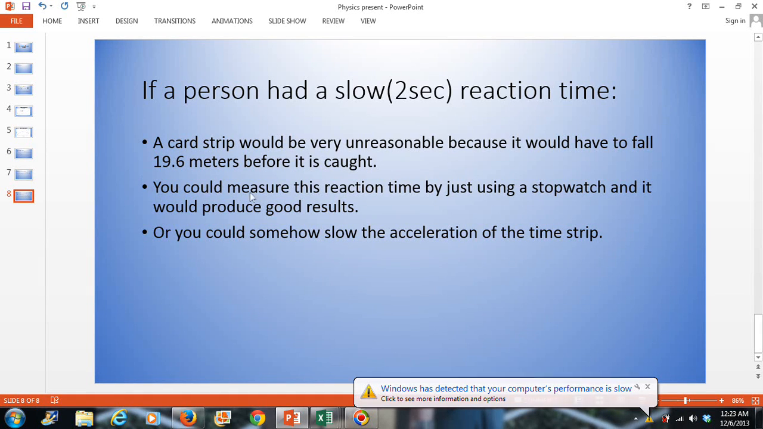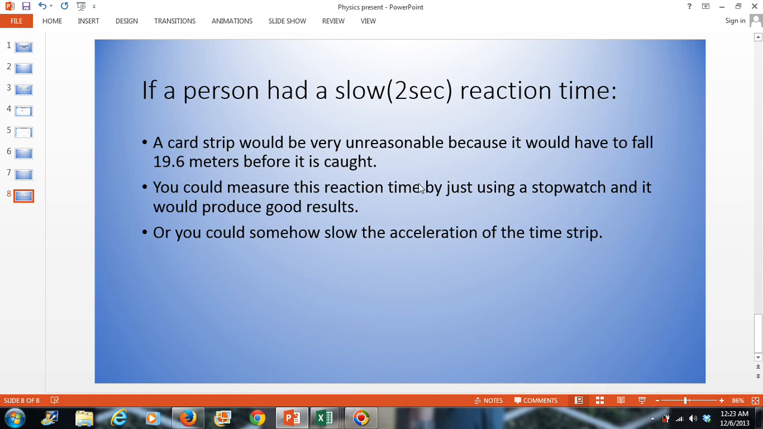But you could just use a stopwatch because it can produce good results around 2 seconds if you just use your stopwatch and measure the reaction time. But otherwise, you could somehow slow the acceleration of the time strip enough so that the person could catch it. And then you wouldn't need to use the stopwatch, but you would need to change your equations to account for the slower acceleration of the time strip.